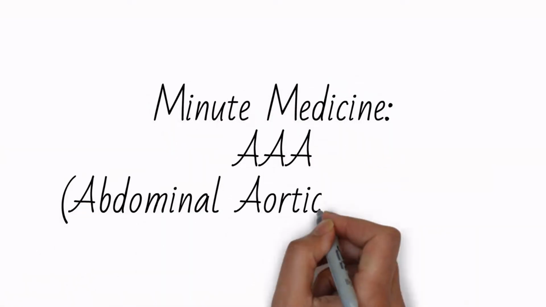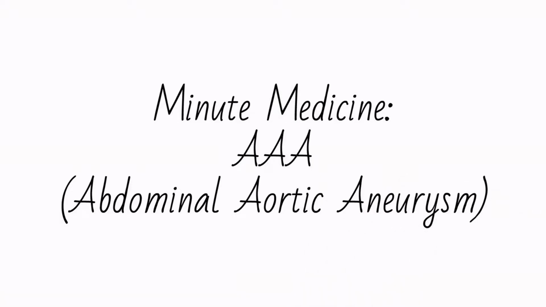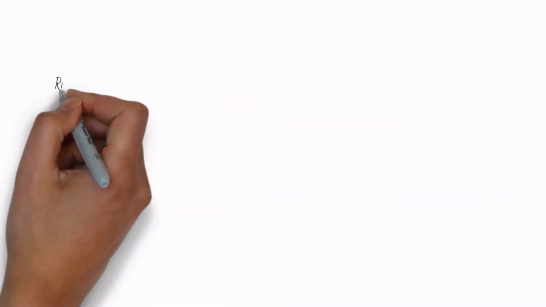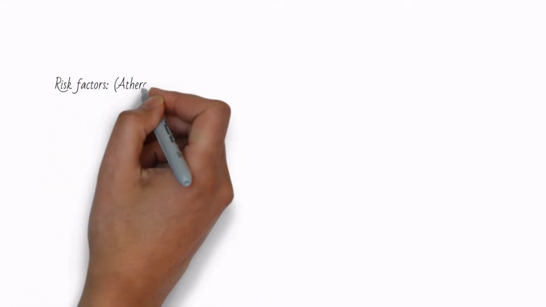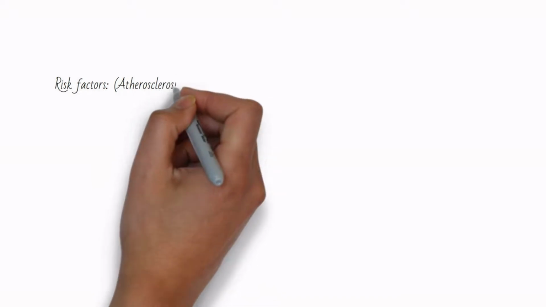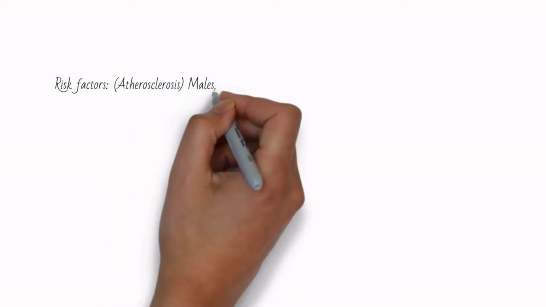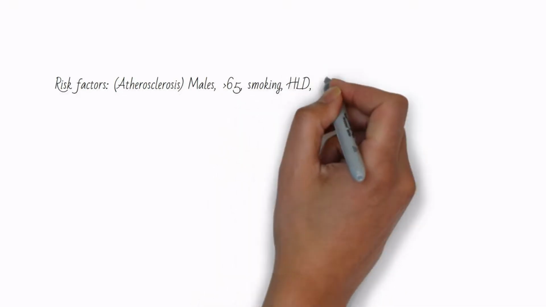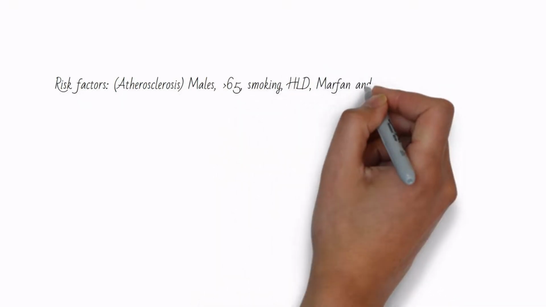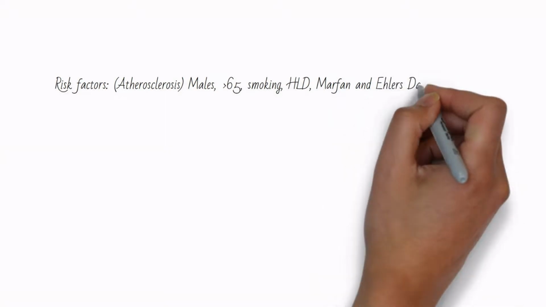In this video, we'll talk about AAA, or Abdominal Aortic Aneurysm. AAA carries the same risk factors as atherosclerosis. Smoking is the most important modifiable risk factor. It is more common in males, older than 65, with hyperlipidemia. Connective tissue disorders such as Marfan and Ehlers-Danlos syndromes carry the risk of aneurysm as well.